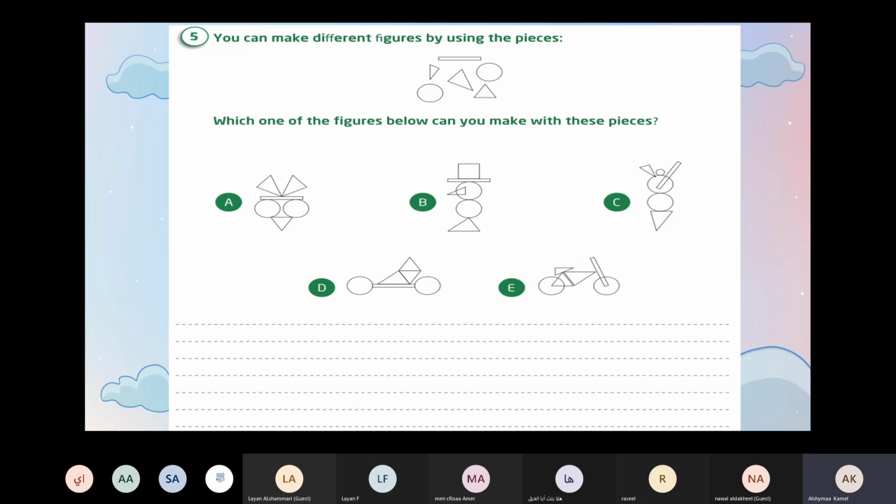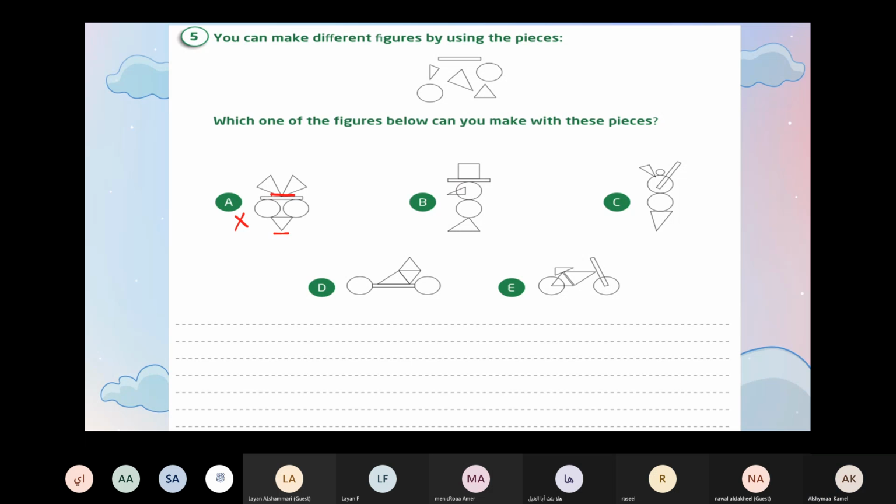Which one of the figures below can make with these pieces? Before you set the final answer, tell me letter A, choice A. Right or wrong? No, teacher, it's wrong. Why? Because the triangles are not supposed to be symmetrical, and the whole entire thing is not supposed to be symmetrical. Because the triangles are not the same size, right? Yeah, okay, so I will not choose A.